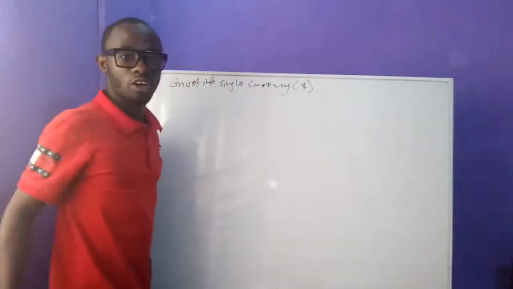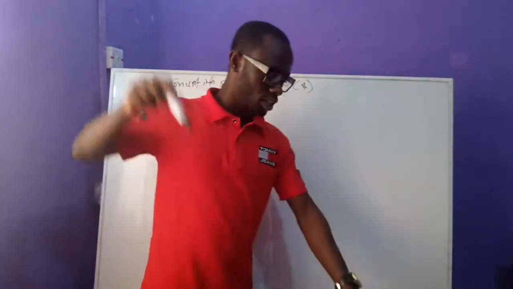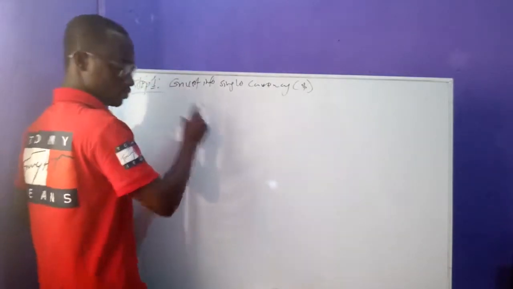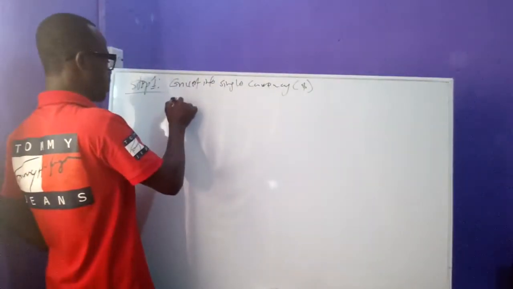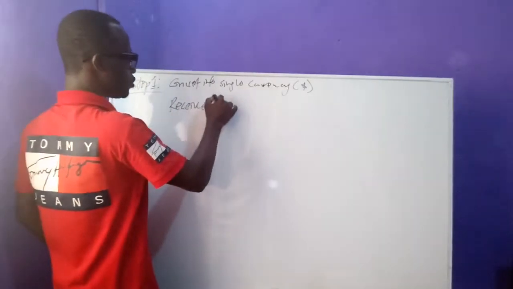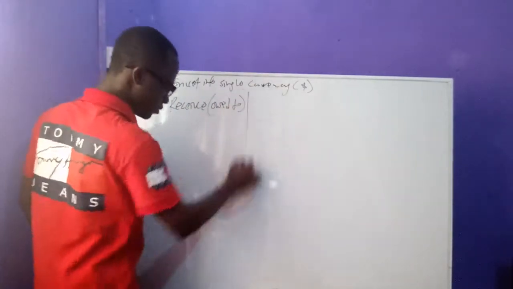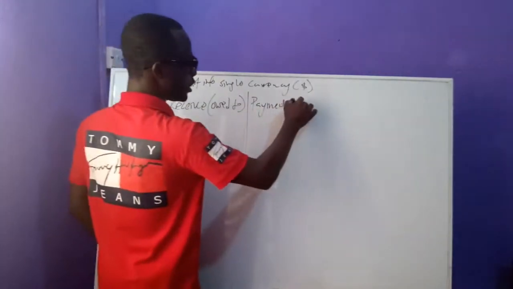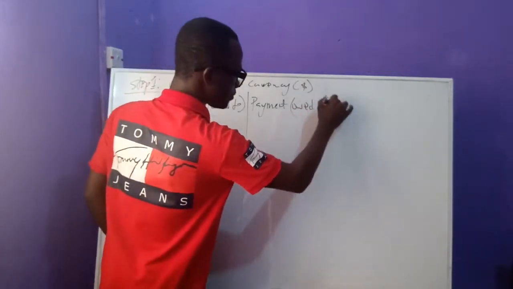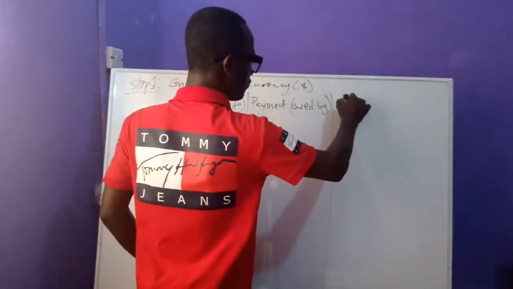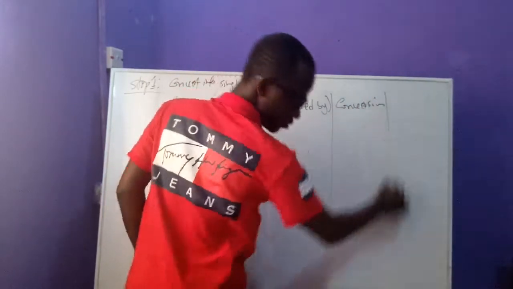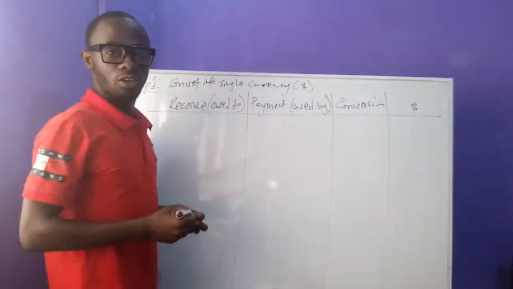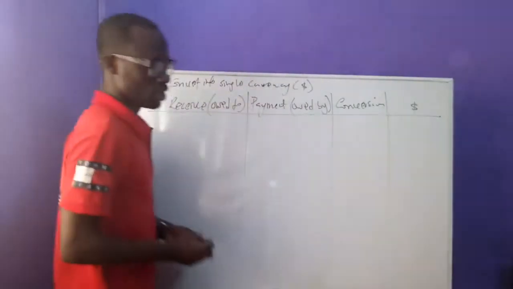And that is what? In the dollar. So when we are converting into single currency and it's the dollar, we're going to go with this. So we put here receive and put into bracket owed to. Okay. Then we put here payment. That is owed by. Then we put the conversion here. And we put the amount in dollars. So this is the table that we put across in solving our question.